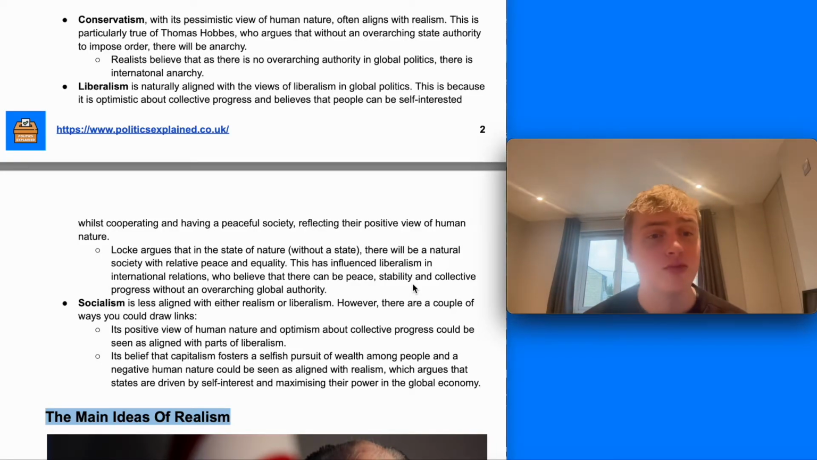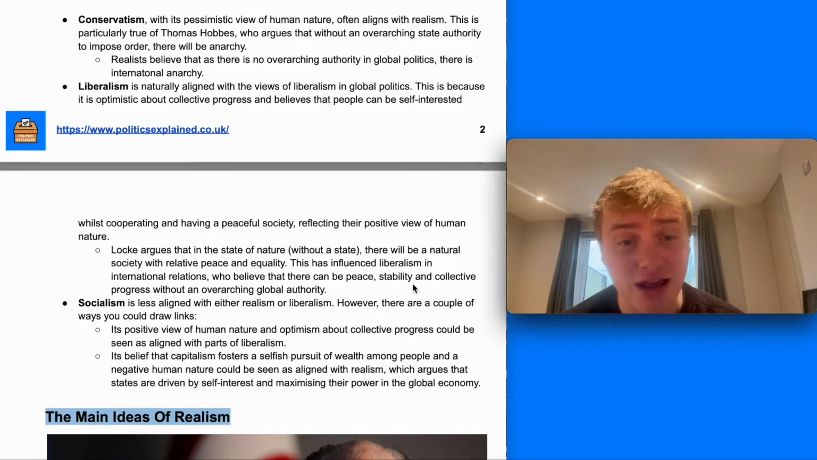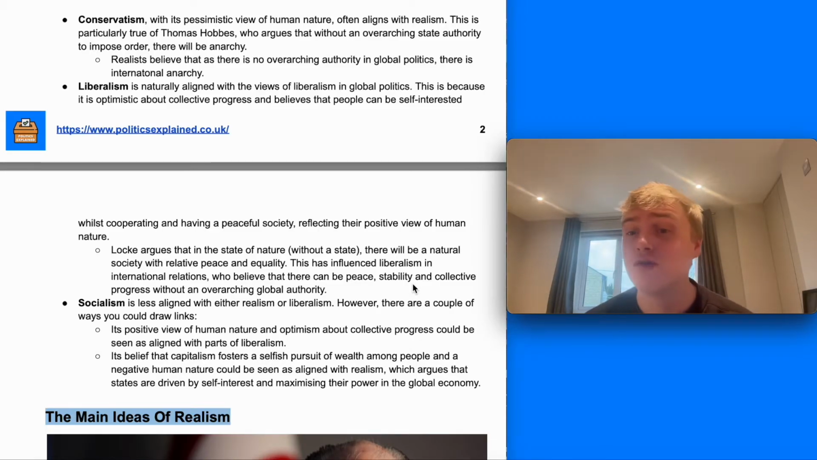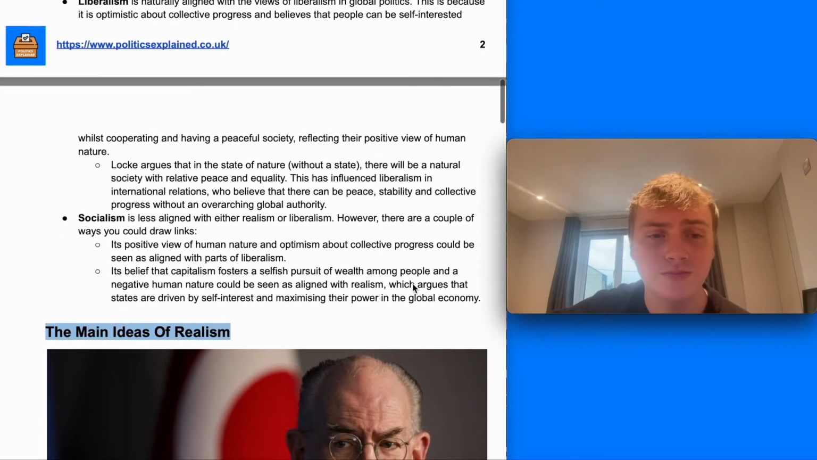So, for example, you could bring in Locke, who argues that in the state of nature, rather than it being in anarchy, as Hobbes argues, there will be a natural society with peace and equality. And that's where liberalism in international affairs suggests that there is effectively a peaceful, cooperative society in international relations, in large part due to intergovernmental organisations.